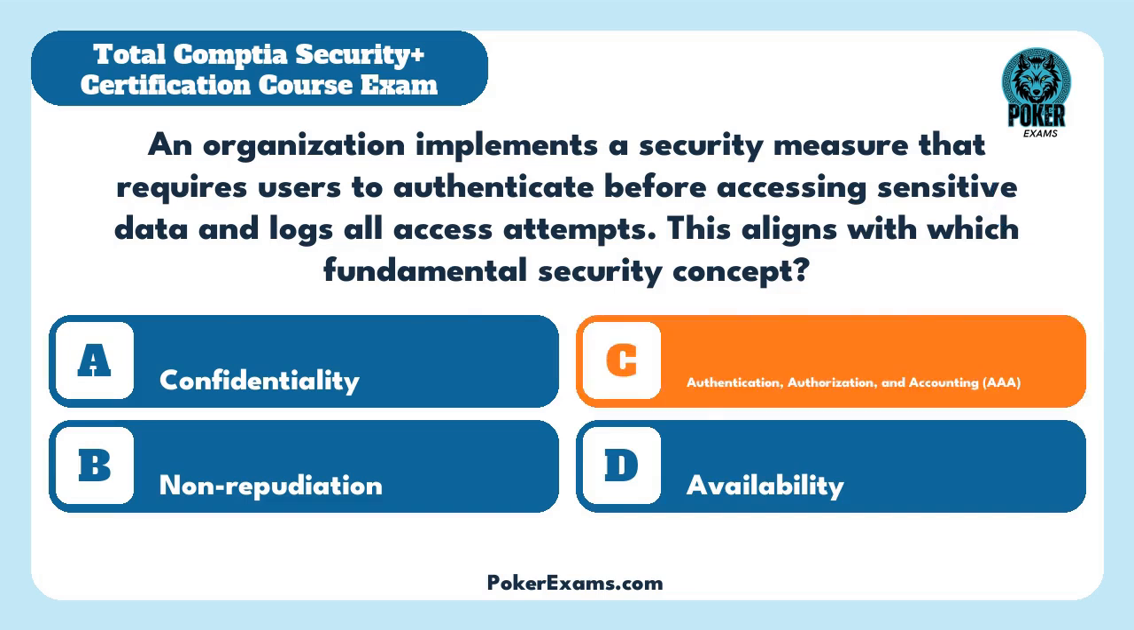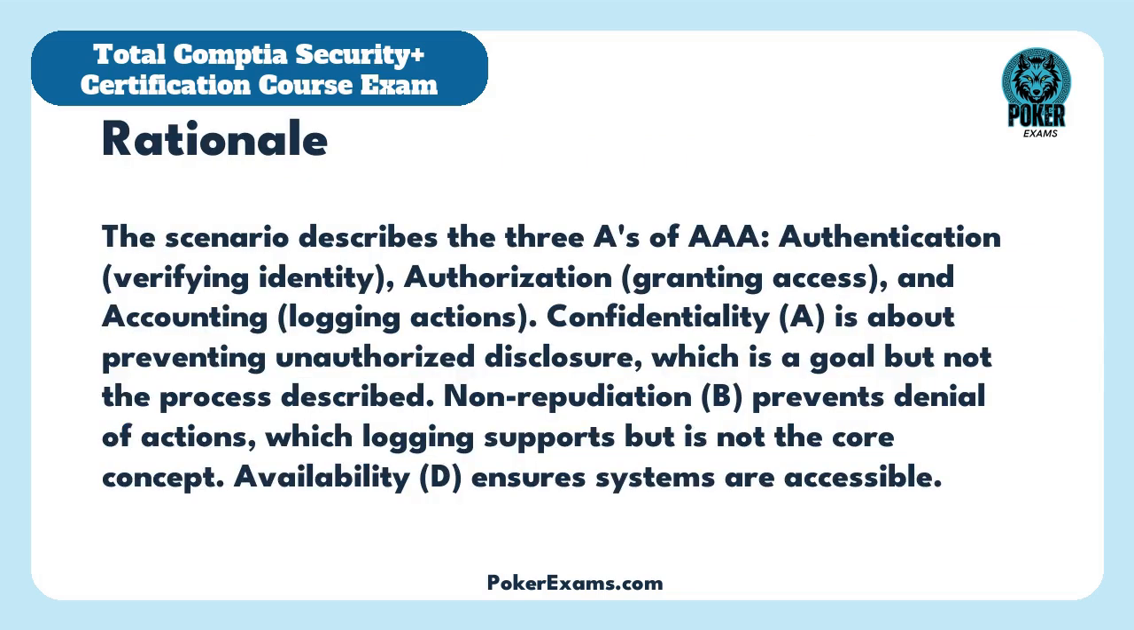Correct answer is C. Rationale. The scenario describes the 3 A's of AAA: authentication, verifying identity; authorization, granting access; and accounting, logging actions. Confidentiality, A, is about preventing unauthorized disclosure, which is a goal but not the process described. Non-repudiation, B, prevents denial of actions, which logging supports but is not the core concept. Availability, D, ensures systems are accessible.